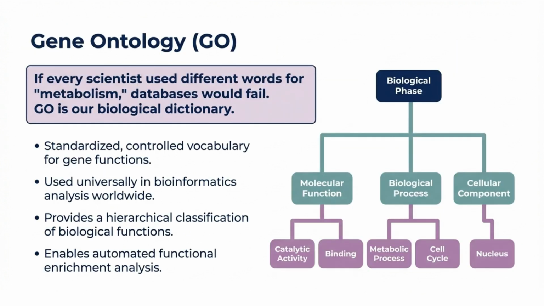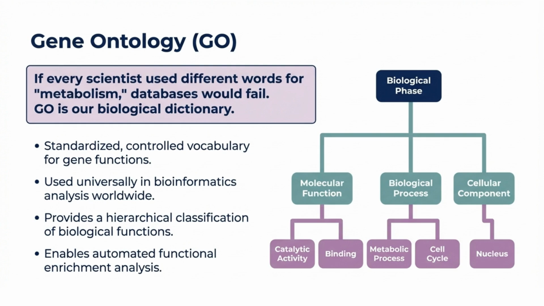One of the biggest challenges in biology is consistency. Different scientists may describe the same biological process using slightly different words. That creates problems for databases, computational analysis, and cross-study comparison. The gene ontology, or GO, solves this problem by providing a standardized vocabulary for describing gene and protein function. This means researchers around the world can describe biological functions in a consistent way.